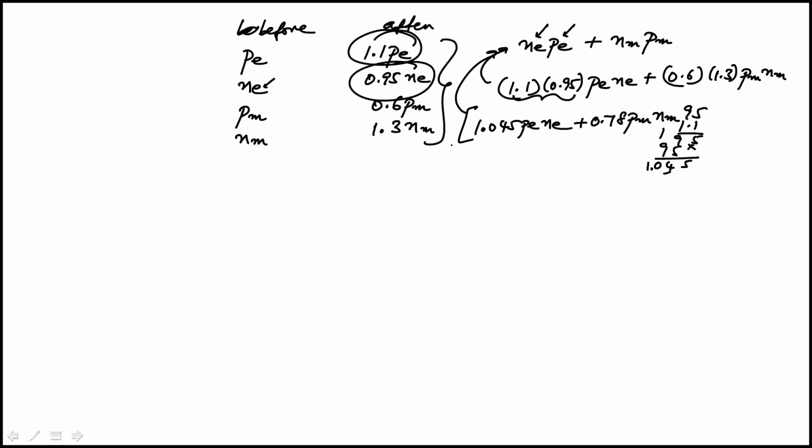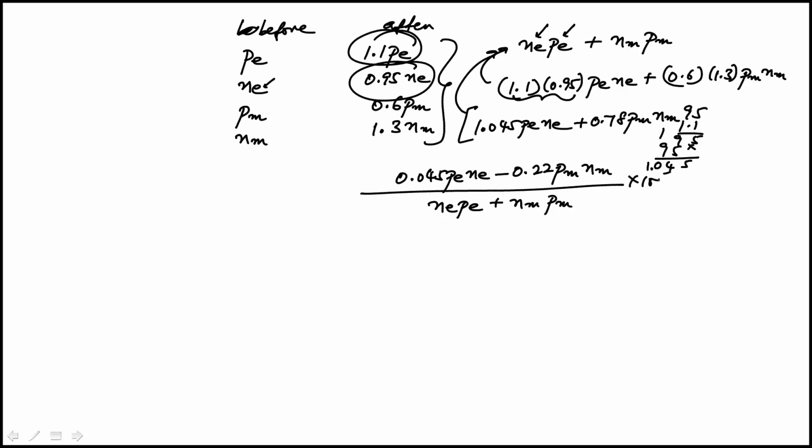So the difference here would be 0.045. Clearly you want to do this algebra quickly. Minus 0.22. You should check my work here. So that's the change over the original times 100 is what I'm looking for. So this could be positive or negative depending on how these numbers turn out.